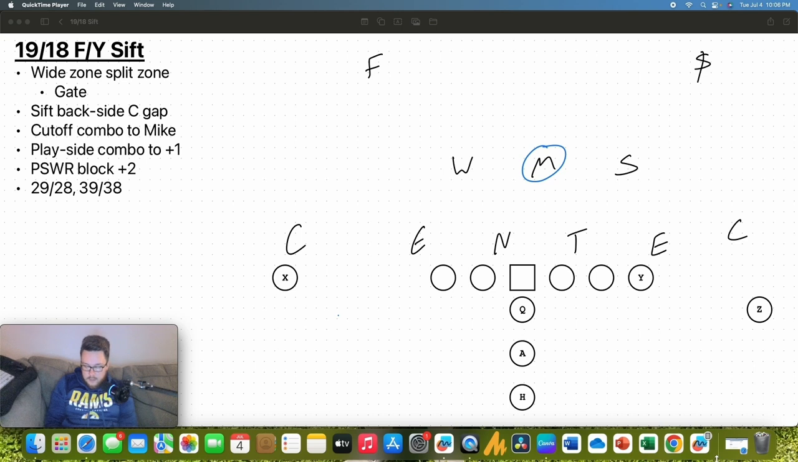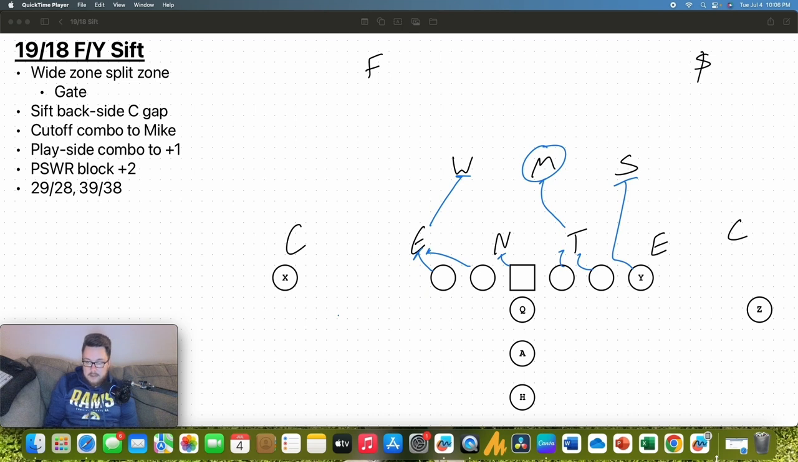Let's draw it up. We'll have a double call between our left tackle and left guard, up to the plus one. Center's going to have the nose. We would have a B call backside to the mic. The Y would have the minus one here.